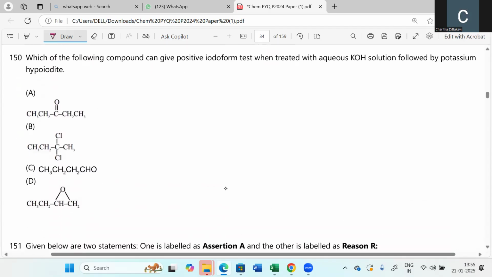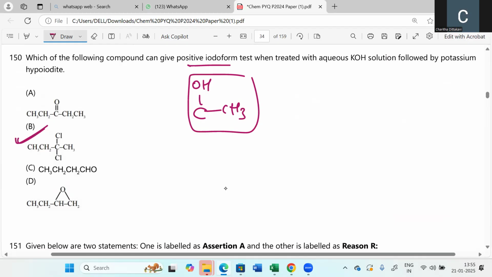Okay. Next, 150. Which of the following compounds can give a positive iodoform test here? As you can see, you should have a carbon with OH and CH3 group, or a carbon with a double bond to O with a CH3 group, and then they will give you the iodoform test. So I would go with this part here, because nothing else will have this group. This group should be visible to you.